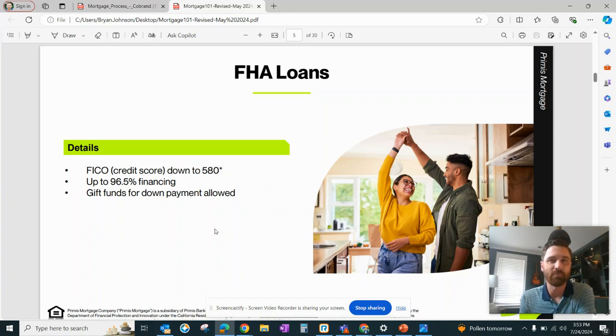And again, you can get by with some derogatory items on your credit report as well. So typically, if you have lower credit scores or not a lot of money to put down, this will be a good option. And it's another really great loan program.